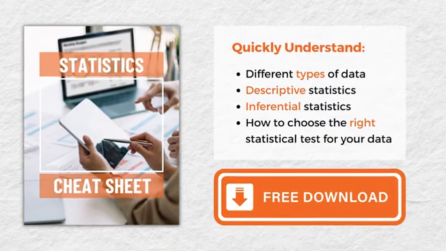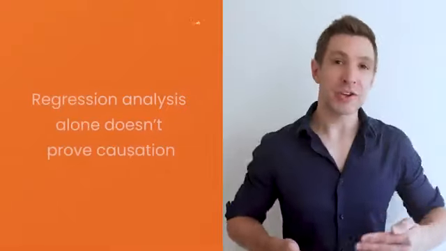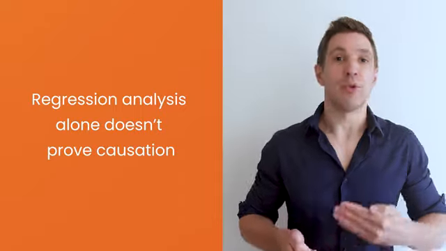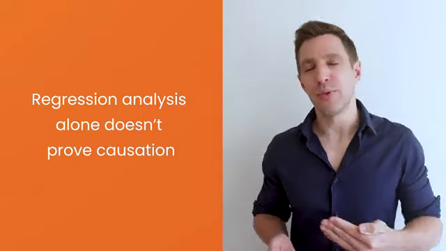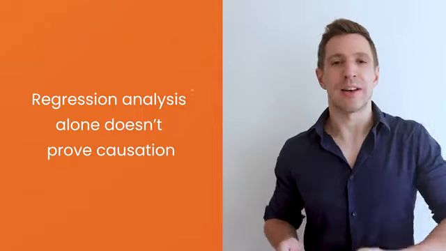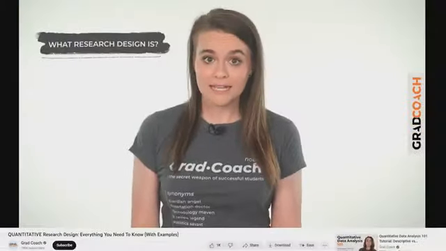Now, as with correlation, it's important to keep in mind that regression analysis alone doesn't prove causation. While it can help you make predictions, it can't prove that one variable or change in one variable causes a change in another variable. If you want to establish causality, you'll typically need a very specific research design that allows you to control all, or at least most of the variables. You can check out our research design explainer video if you're keen to learn more about that.